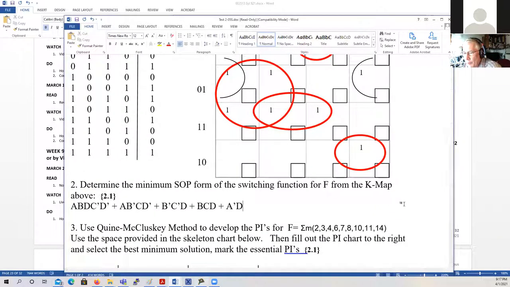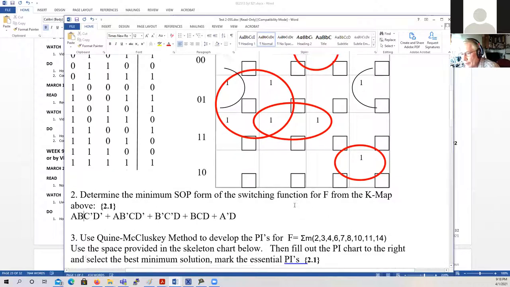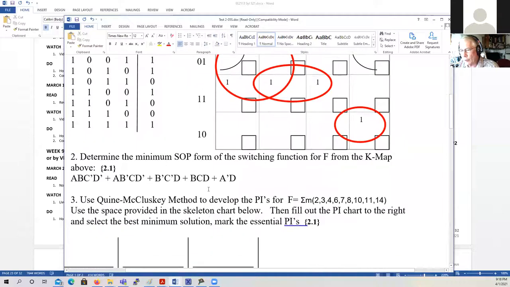So that's the SOP minimum form. You can't reduce that at all. That's as much as it can be reduced. Now, if we wanted to do the zeros, then we'd have the zeros here. We could combine with these two for a group of four. And then we'd have this one combined with this one for a group of two, this one by itself, and this one combined with that one. So it looks like our POS form would be simpler, with fewer gates and fewer terms, fewer literals anyway.